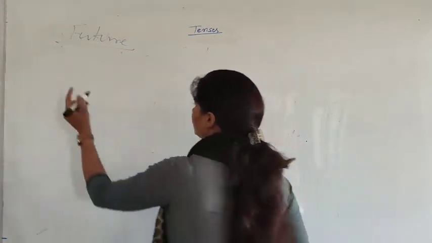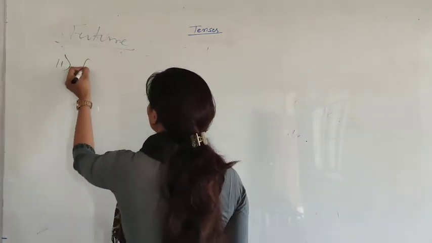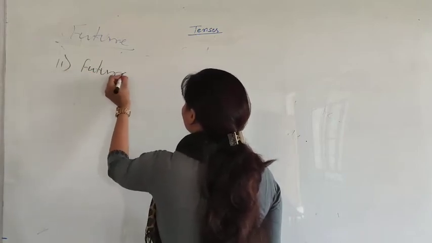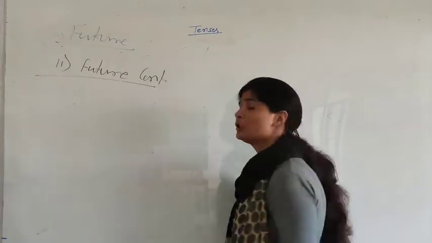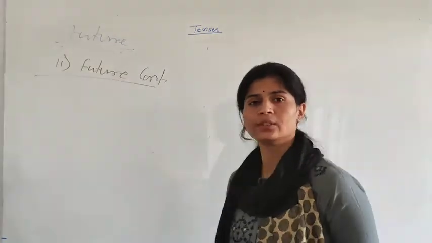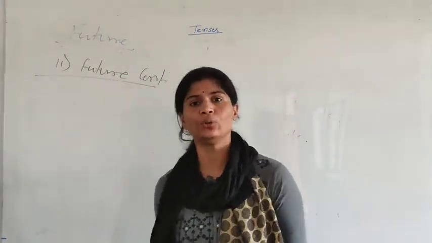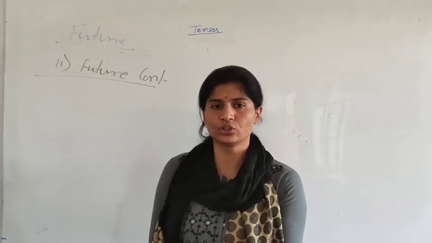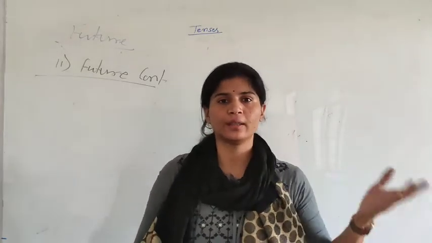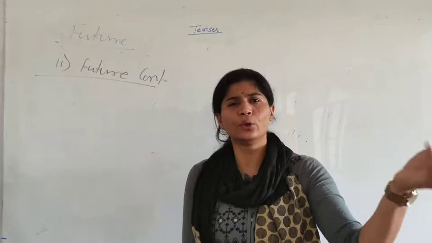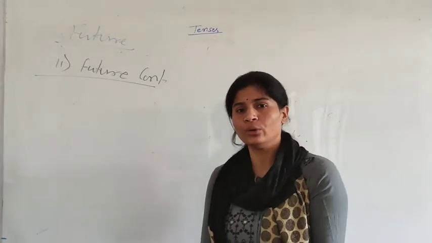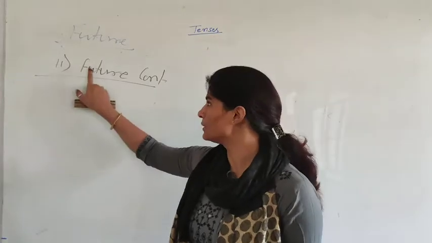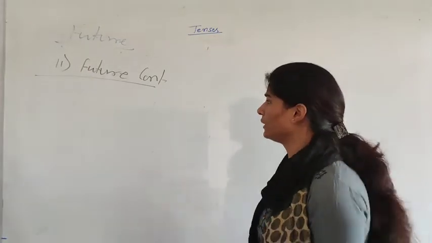The next, that is the second type, is future continuous. Now see this one, future continuous is used to express the continuity of an action in the future. For example, tomorrow at this time you will do some work. So to show the continuity of that action you use future continuous.